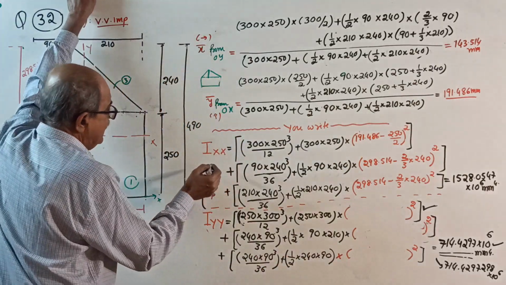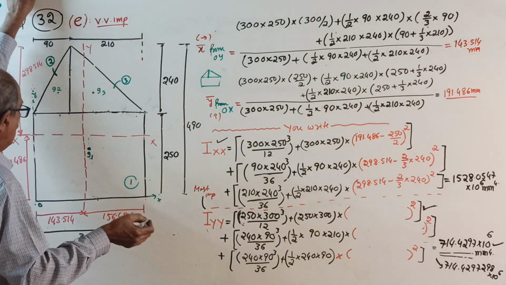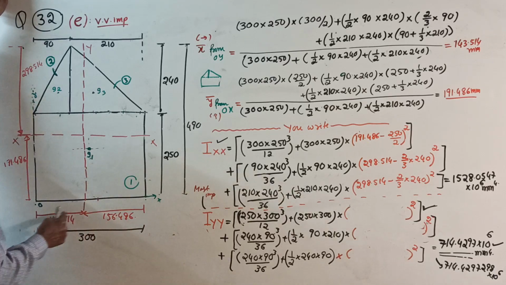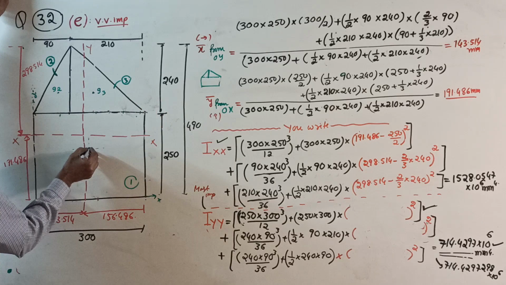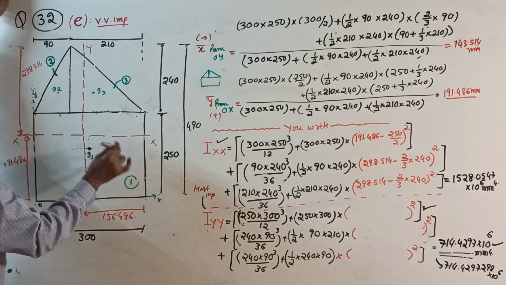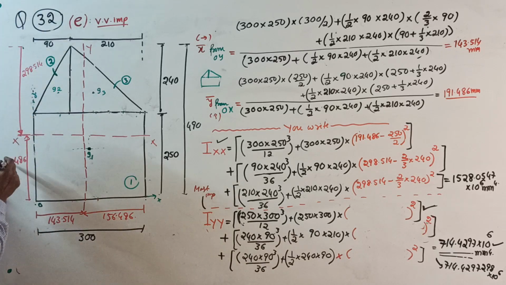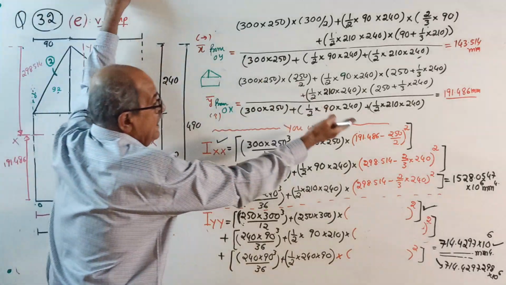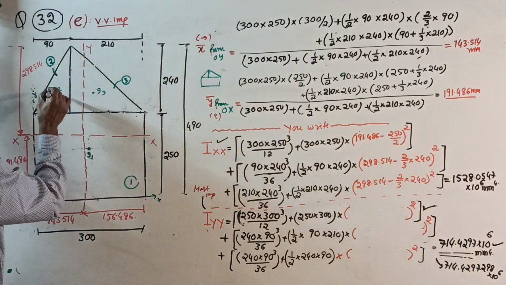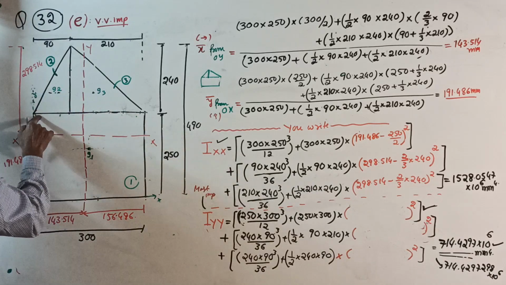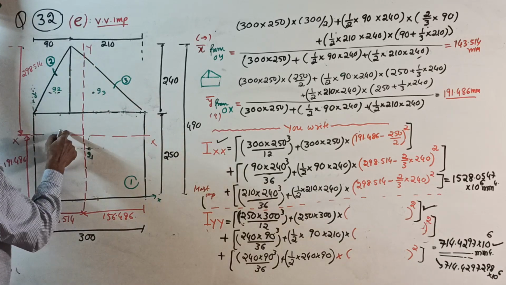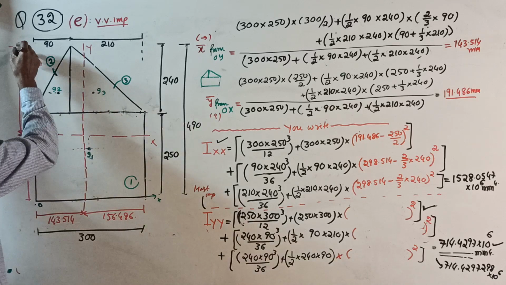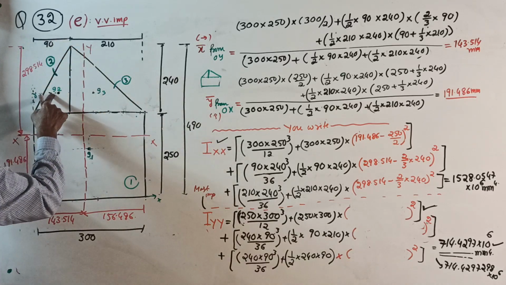Now, I won't waste my time explaining Ixx because, see here, I about its own axis. 300 into 250 cube by 12 plus area into this distance square is 191.486 minus 250 by 2 whole square, same as last time. Then, I about its own axis. 90 into 240 cube by 36 plus area into this distance square, 298.514 minus 2/3 of 240.